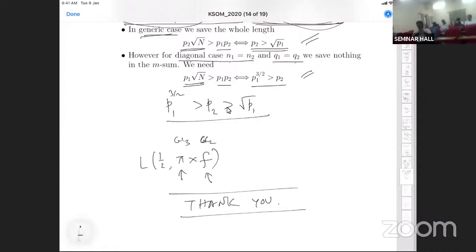So the subconvexity will imply quantum unique ergodicity, or is it? No, the convexity will just give you the trivial bound for the period integral. So it will not give you quantum unique ergodicity. You need a subconvex bound. Even a weak subconvex bound will give you quantum unique ergodicity. Okay.